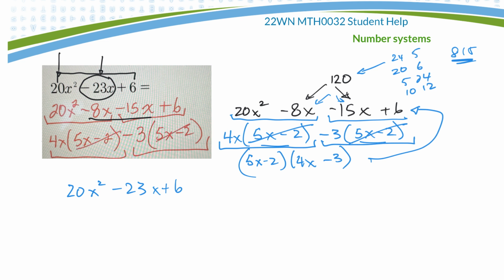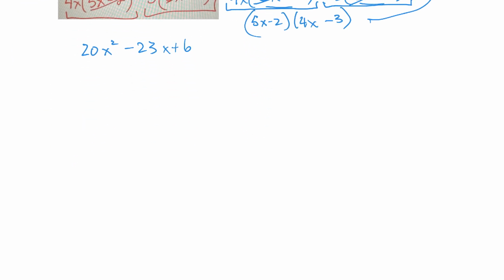So another way you can do it is guess and check. And that's often what I do in questions. So what I do is I take a look at this number, and then I guess numbers that'll work with those, and then check to see if I get a negative 23. So I'll just do one. So say 20x squared, I can split into a 10x and a 2x. And then 6, probably I can split into a 2 and a 3.